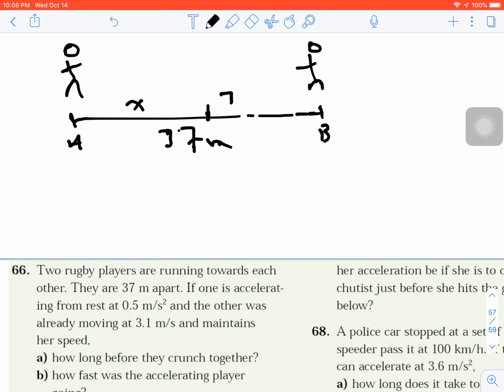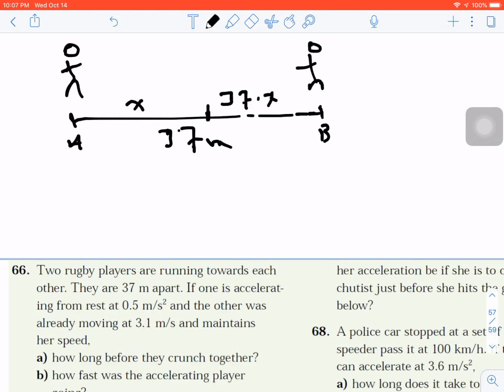Because if A moves 10 meters, B moves 27 meters. If A moves 17 meters, B moves 20 meters. If A moves 1 meter, B moves 36 meters. So the distance for B will be the 37 meters less the distance that player A moves. That's the important piece here: the X for player A and the X that's involved with player B's distance are related according to that relationship.